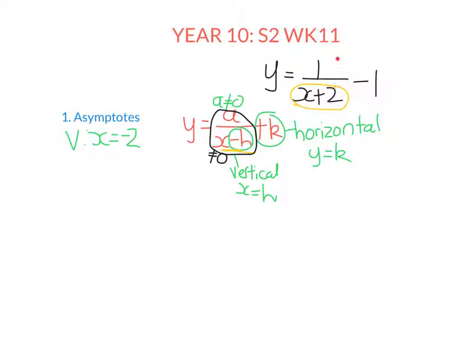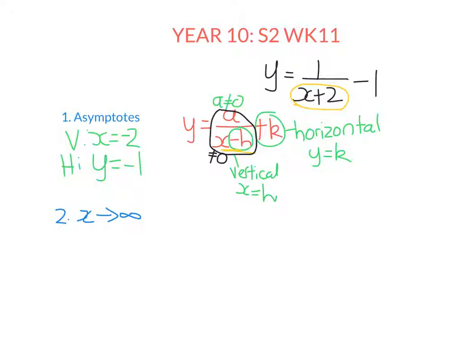So similarly in our example up here, this fraction cannot equal 0, so y cannot be 0 minus 1. Y is not allowed to equal minus 1. So the horizontal asymptote is y equals minus 1.